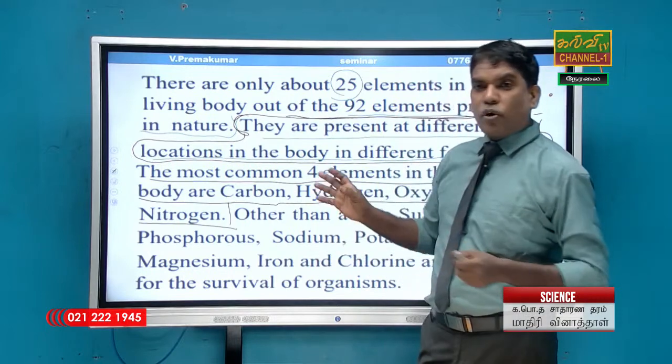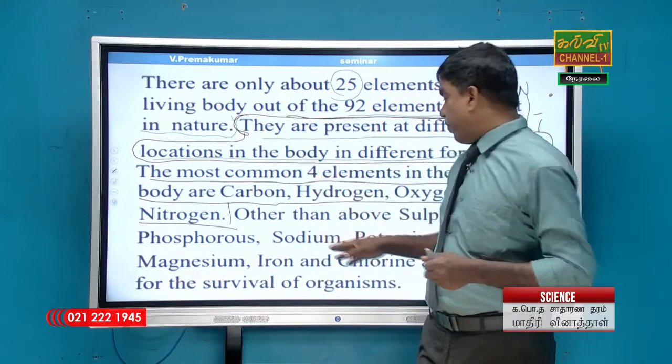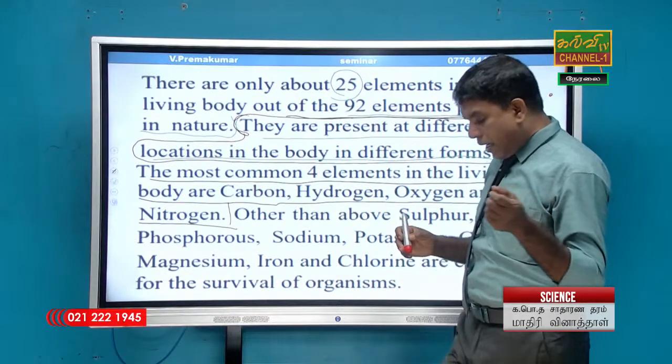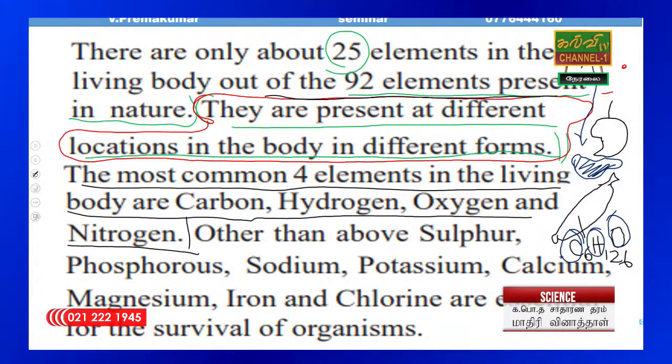Therefore, here in our notes it says sulfur, phosphorus, sodium, potassium, calcium, magnesium, iron and chlorine. They missed some elements, but don't worry about it, because our body needs those only in small amounts. Okay, next one.